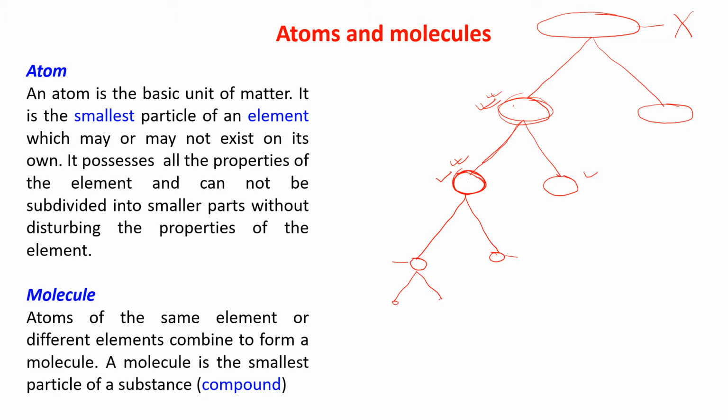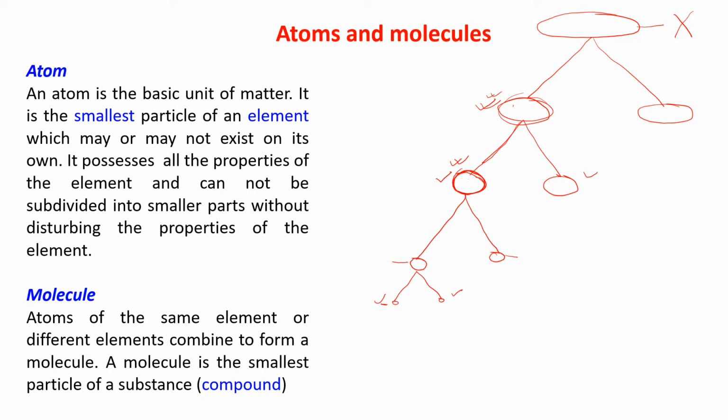Suppose I am getting this part. And now you are getting two very small parts, but still you are getting all the properties of the element X in these two smaller parts. Okay. Now you want to divide it again into two smaller parts. But if you divide it into two smaller parts, you may not get the particles having the same properties as that of the element X.